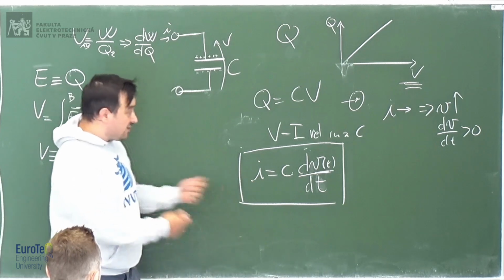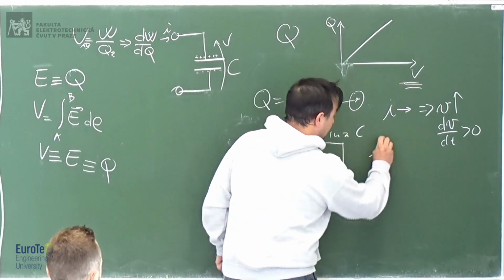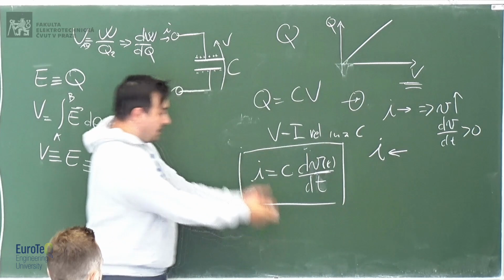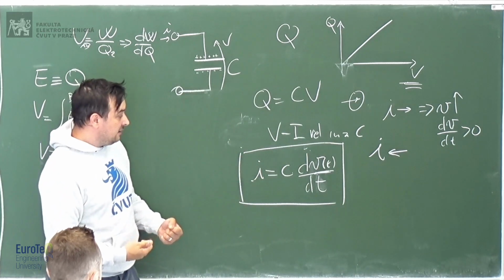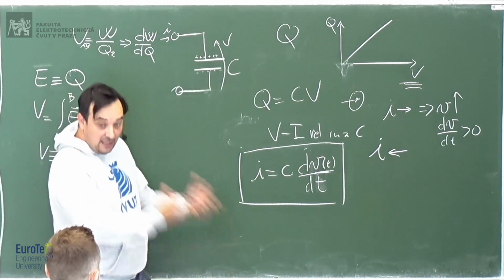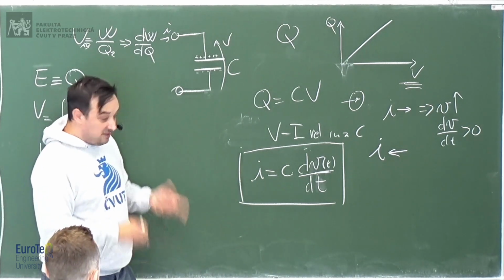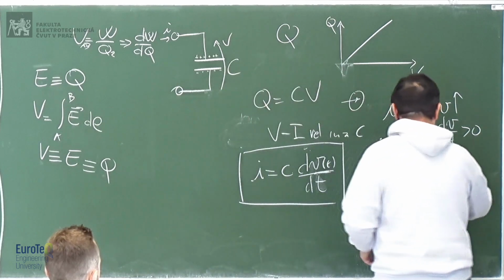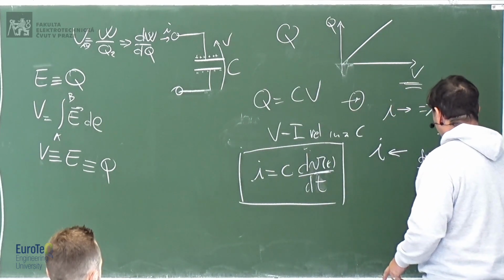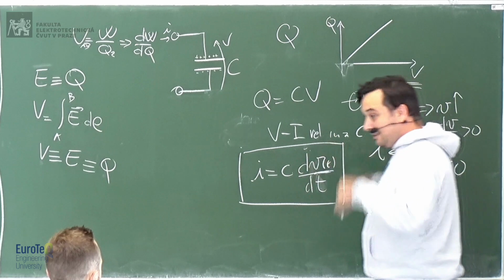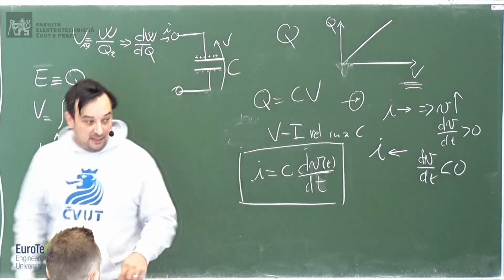On the contrary, if you are sucking out some current, it means the voltage will decrease because you take out the charges from the capacitor. So the voltage will change, in this case in a negative way, because it will decrease. So the derivative is negative.